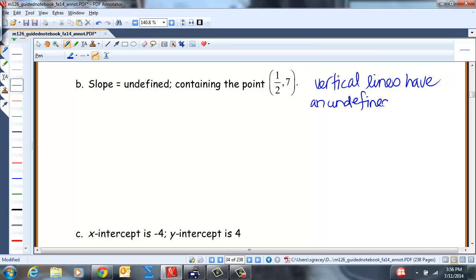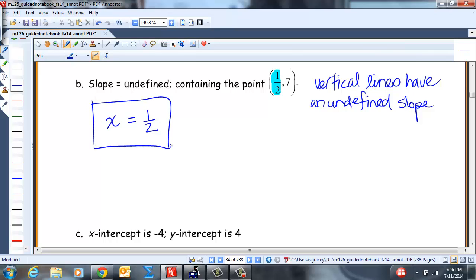So that tells us that we need to just use the x coordinate here, and we write the line as x equals 1/2 because the x-intercept would be at 1/2 comma 0. So believe it or not, that's the equation of that line. And we made this connection here: undefined slopes mean vertical lines.